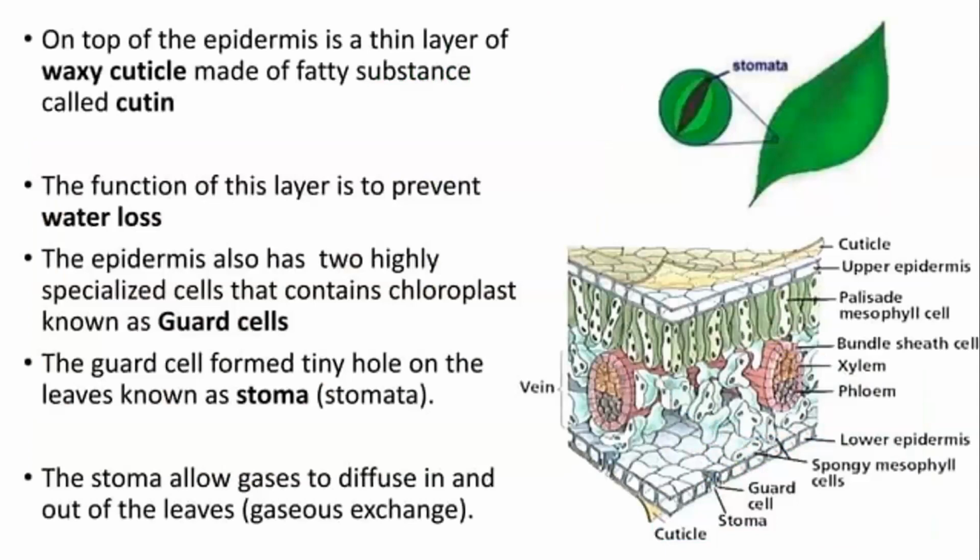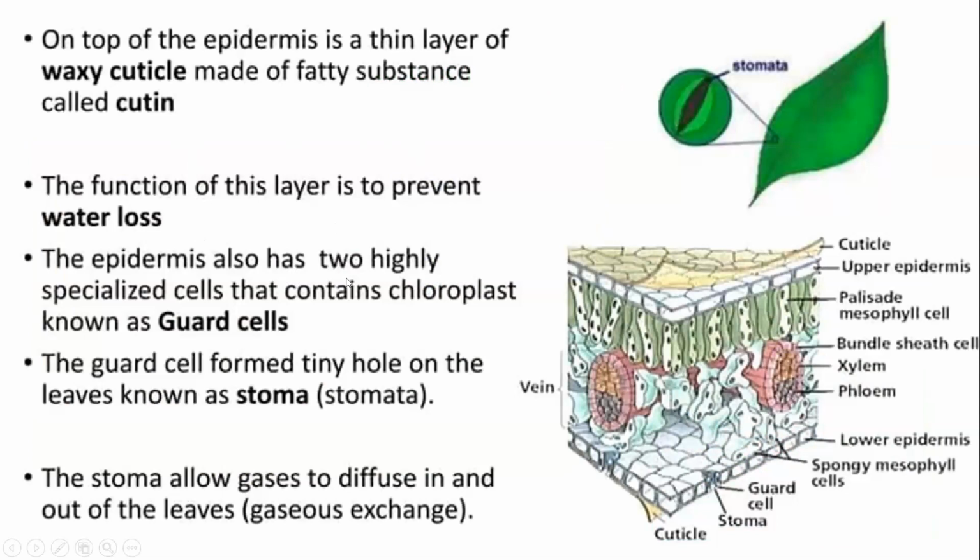On top of the epidermis, there is a waxy cuticle made of fatty substances called cutin. The epidermis is thickened with the cuticle. The function of this layer is to prevent water loss.